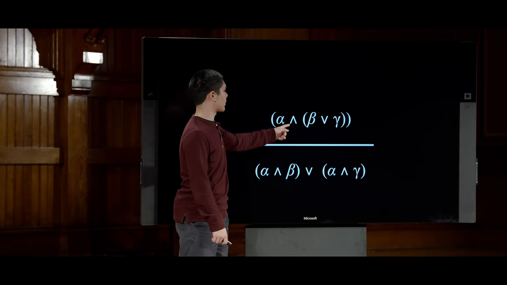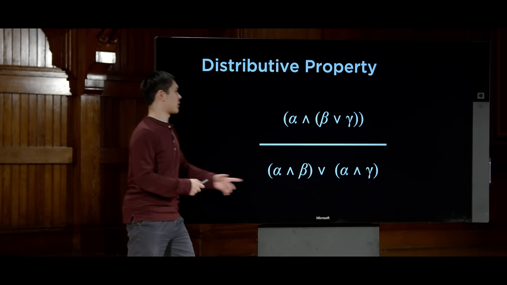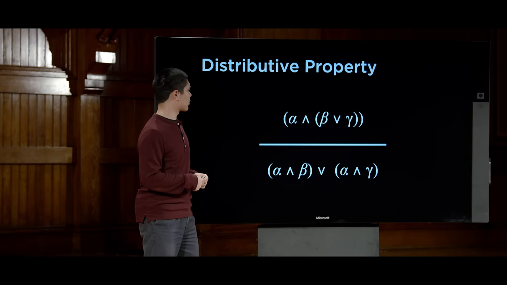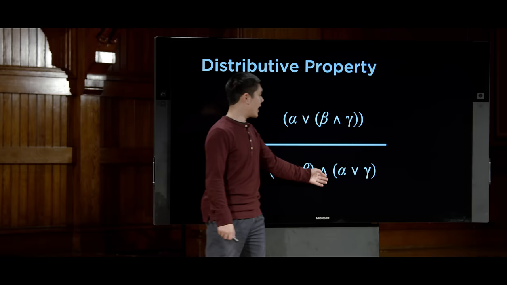So this is an example of the distributive property, or the distributive law, as applied to logic, in much the same way that you would distribute a multiplication over the addition of something, for example. This works the other way too. So if, for example, I have alpha or beta and gamma, I can distribute the or throughout the expression. I can say alpha or beta, and alpha or gamma. So the distributive law works in that way too.